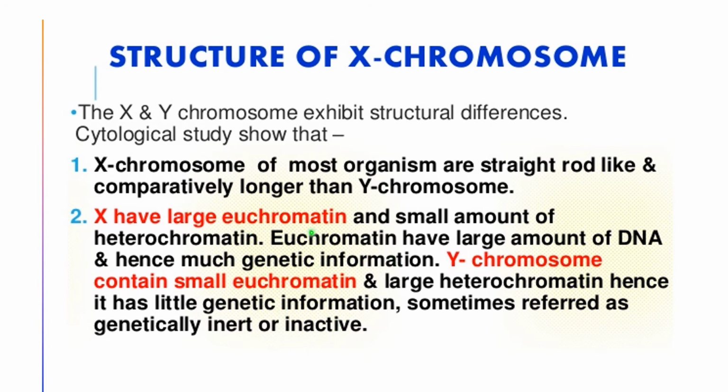So, euchromatin is more in X chromosome and less in Y chromosome. Heterochromatin is less in X chromosome and more in Y chromosome. So wherever euchromatin is more, it carries a large amount of DNA and hence has more genetic information. At the same time, Y chromosome has large heterochromatin, so less genetic information, and it is genetically inert or inactive.